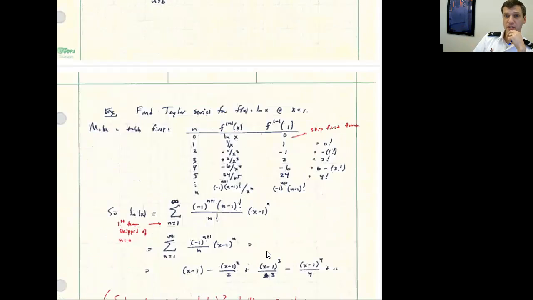Let's try another one. Another classic one is the Taylor series for f of x equals the natural log of x. And now we can't do this one at 0. The natural log is not defined at 0.